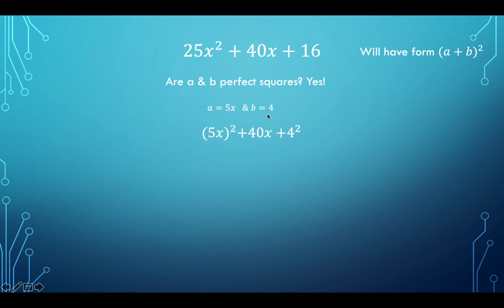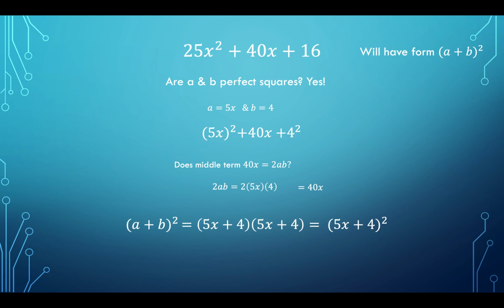So now we just replace A and B. So we have 5x squared plus 40x plus 4 squared. Now we have to figure out, does the middle term 40x equal 2 times A times B? We replace the A and the B and multiply that by the 2. So 2 times 5 times 4, and we get 40. 40x is equal to 40x, which is good. So now we can replace A and B. A plus B squared is equal to 5x plus 4 times 5x plus 4, which in turn is equal to 5x plus 4 squared.